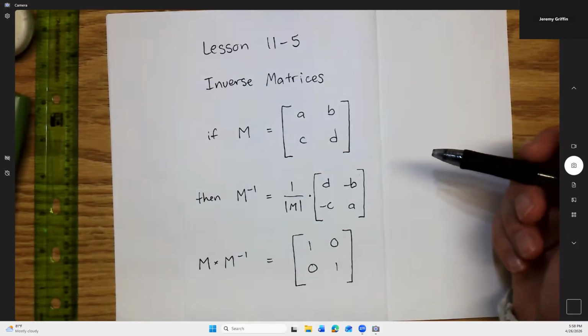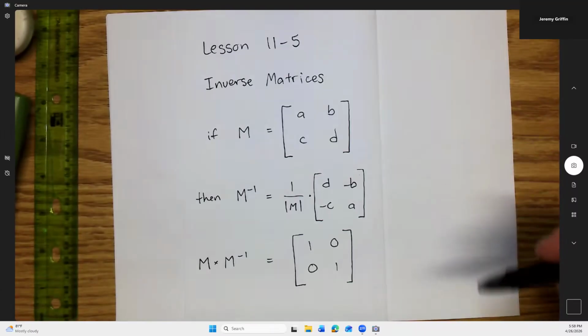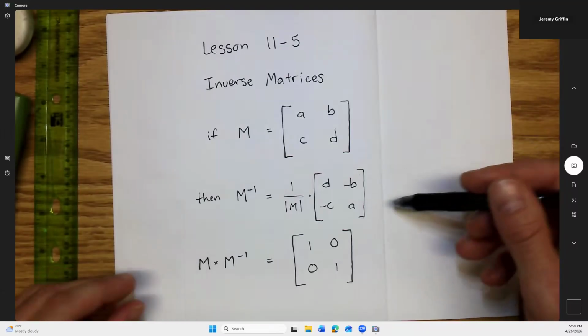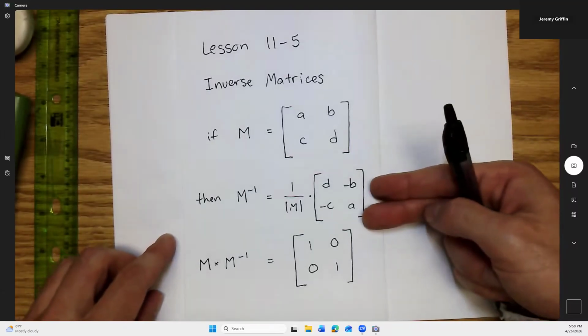So can you take the inverse of a 3 by 3? Yes, you can, but it looks like your book wasn't interested in going that far. We'll start with the 2 by 2 because it's a bit easier and gets the concepts across. And so what is the inverse?